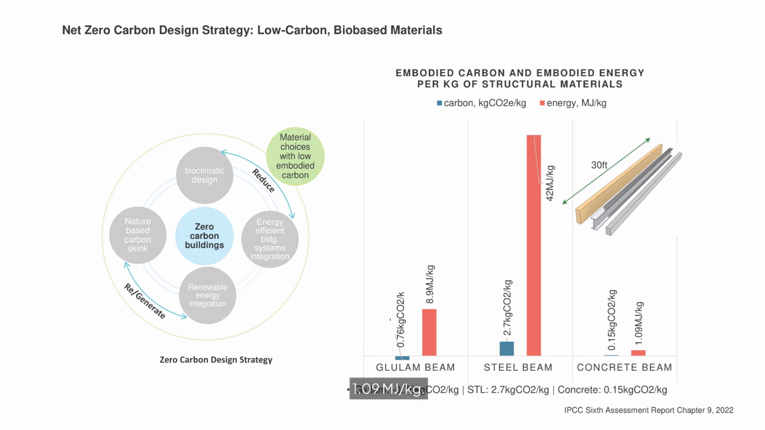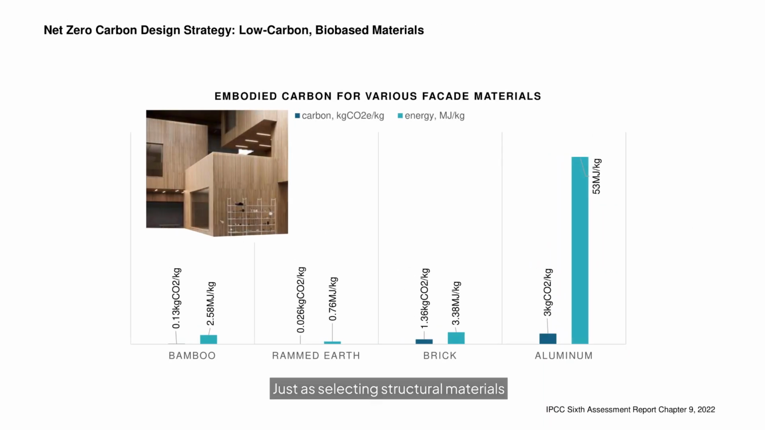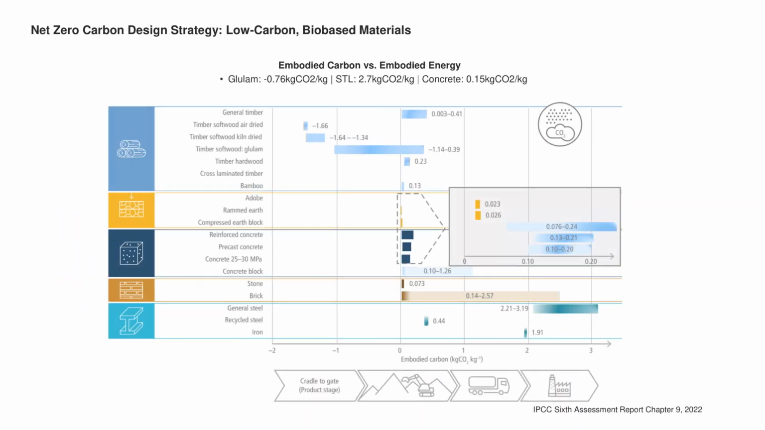Concrete materials are around 1.09 megajoule per kilogram. Just as selecting structural materials with low embodied carbon is essential, choosing low-impact materials for facades is equally important. This chart compares the embodied carbon and embodied energy of facade materials such as bamboo, rammed earth, brick, and aluminum. Renewable biomaterials have significantly lower environmental impacts compared to metal and plastic. Having a high recycled content is essential to reduce the carbon footprint.